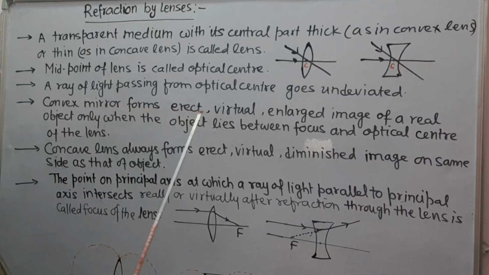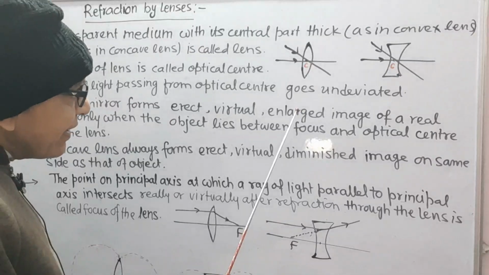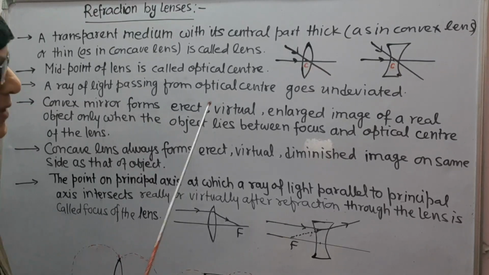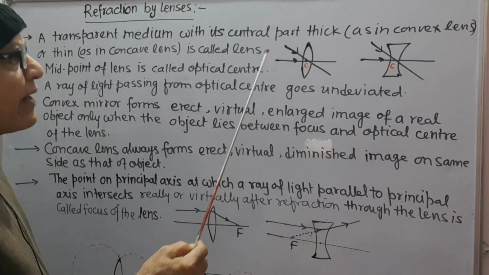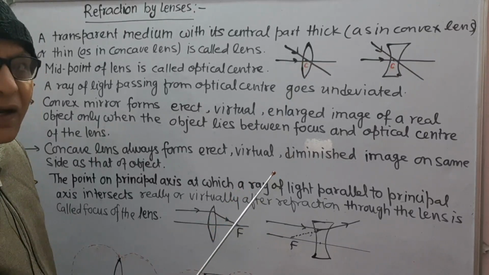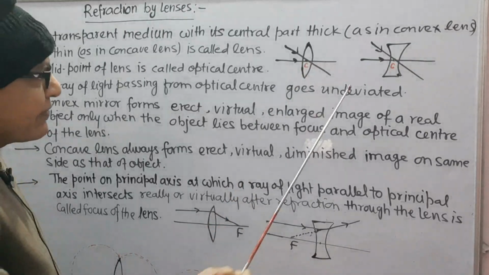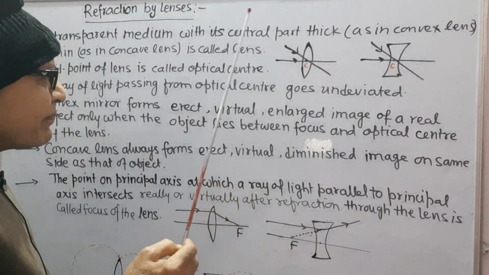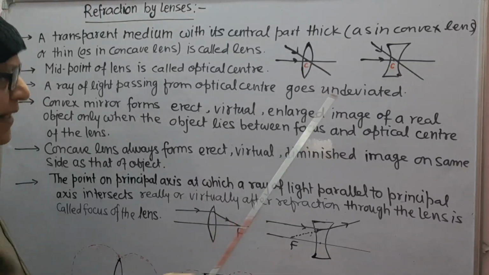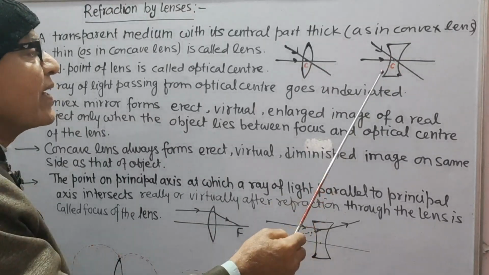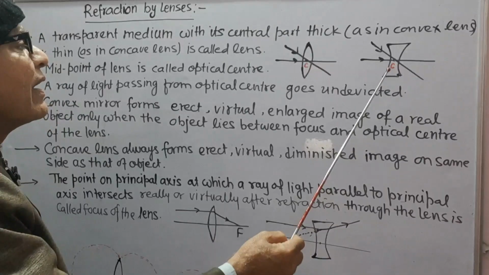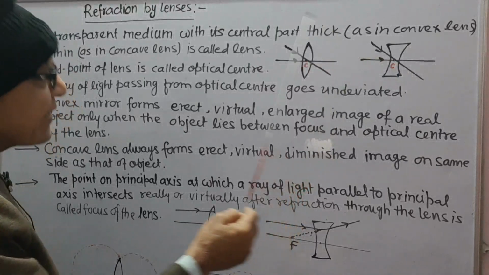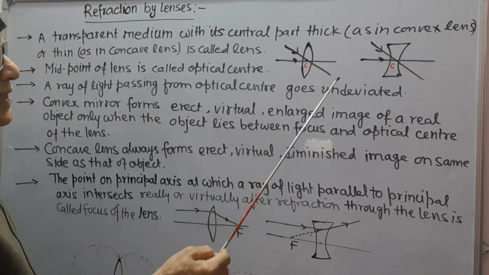A convex lens forms erect virtual enlarged image of a real object only when the object lies between focus and optical center of the lens. Similarly, a concave lens always forms erect virtual diminished image of the object on the same side as that of the object.